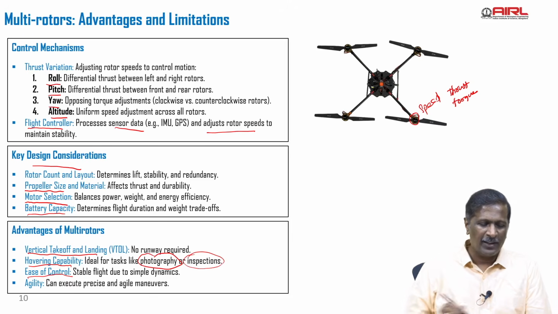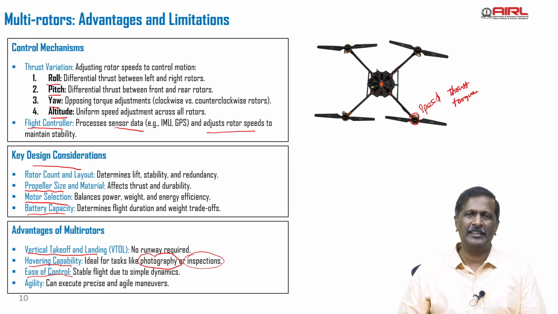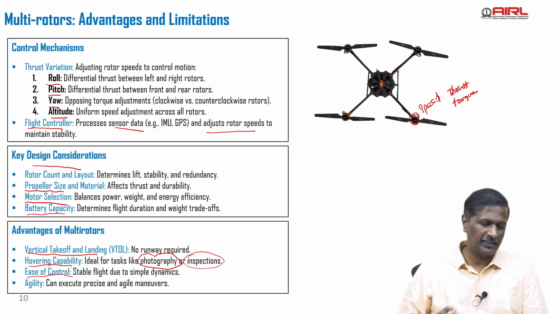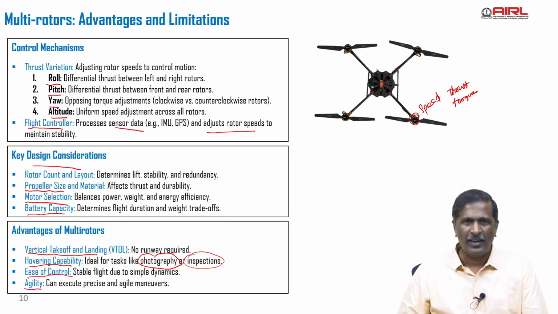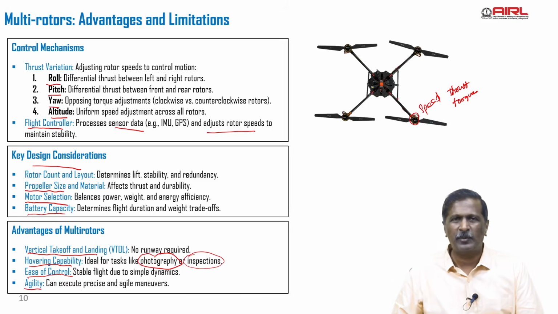A very important aspect of why drones are gaining popularity is ease of control. Right? You can achieve stable flight due to the simple dynamics. You can build the drones, you can control them very easily. Their agility makes a difference, right? We can have a very high speed, highly maneuverable system. They can just provide agility.